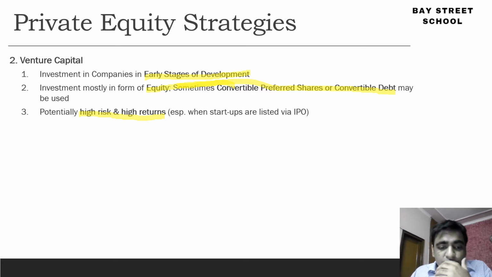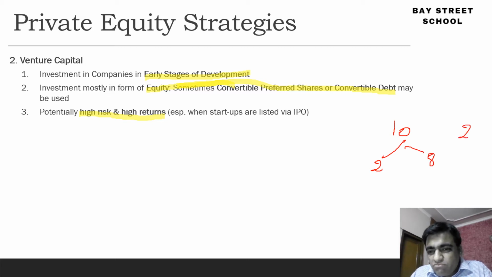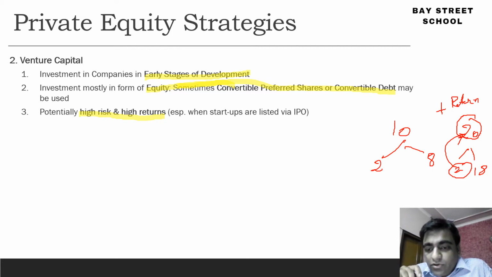So just to give you an example, how venture capital funds operate is that if they have 10 investments and two of them do well, eight don't do well. In fact, if you take this ratio as 2 to 18 also, these two generally make up for more than what they invested in these 20 companies in the beginning, plus a return. So that's the high risk and high return I'm talking about. Only 2 out of 20, if they do well, they are home with a great return.